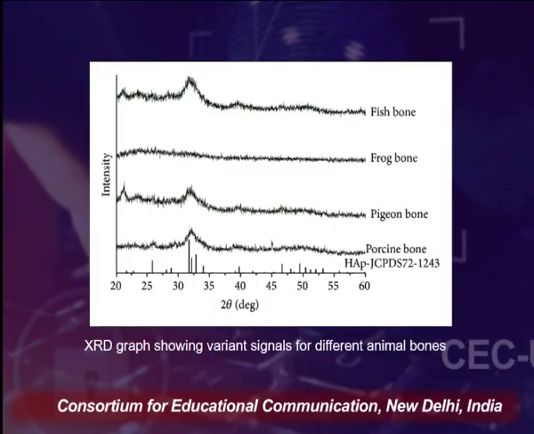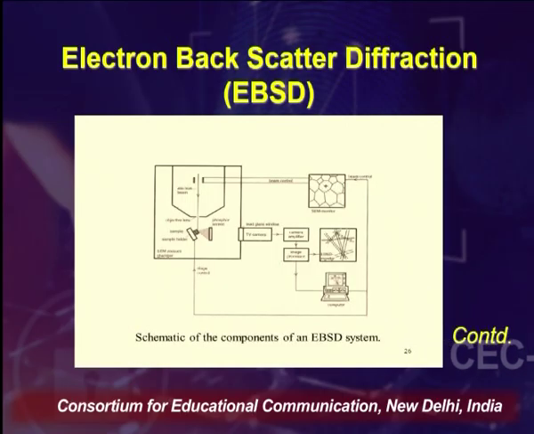For example, if we put samples of different bones, fish bone, frog bone, pigeon bone, we can see that the peaks in the XRD are different and vary differently. So, we can identify any sample using X-ray diffraction and match the graph with the literature available outside, and see what kind of signals this particular species shows.